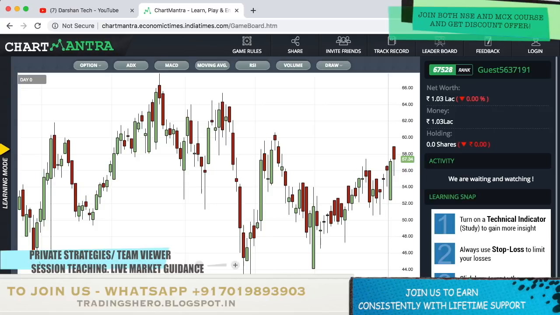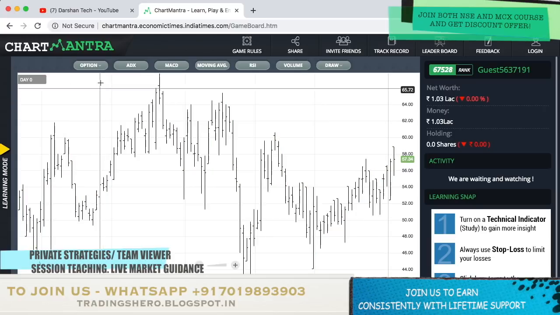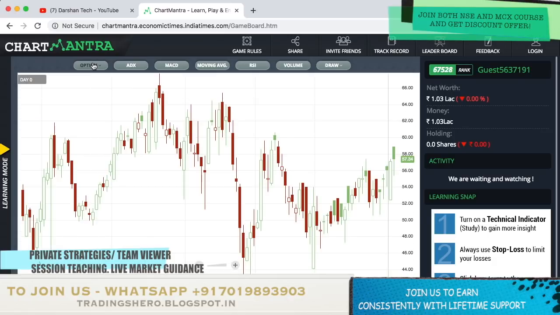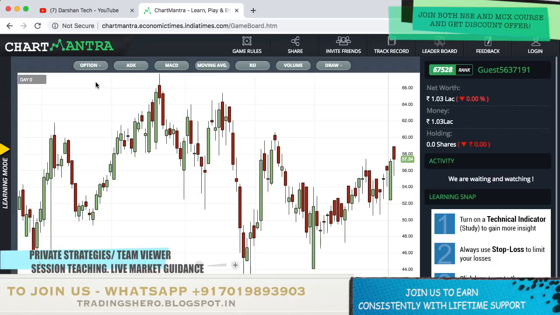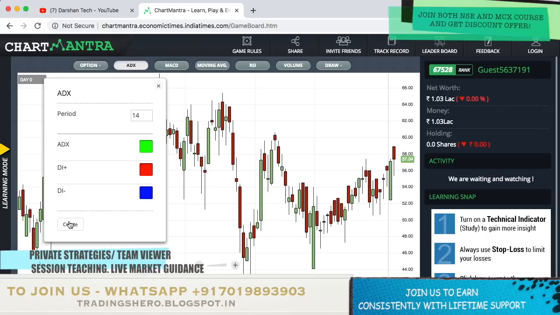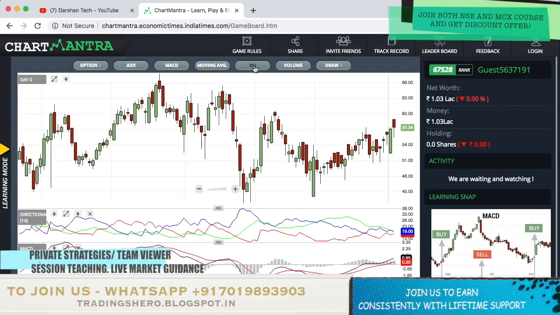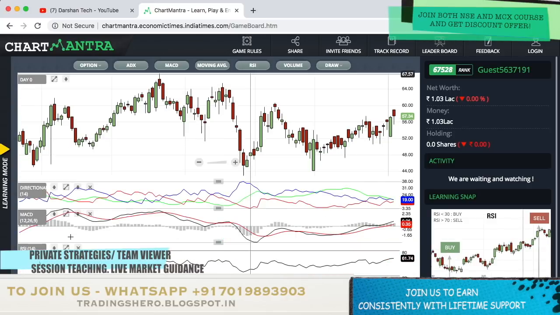Here are the options for candles, what type of candle you want, like bar candle, colored candle, lines, all these things. Let me just put in candle now, and you can also add the ADX indicator and MACD if you want. These are the main indicators we use in intraday trading, so all these are present.